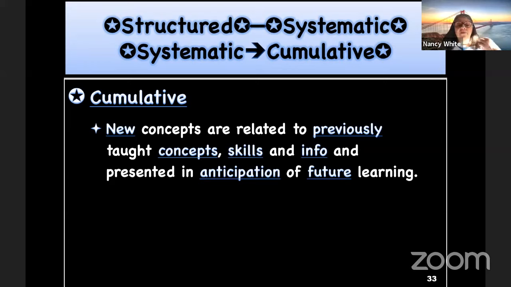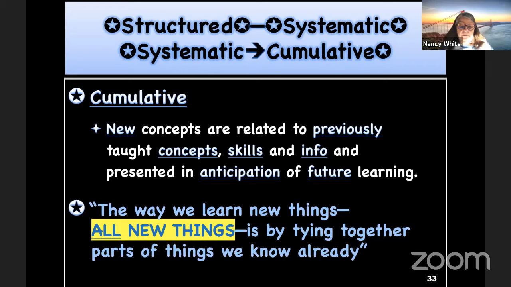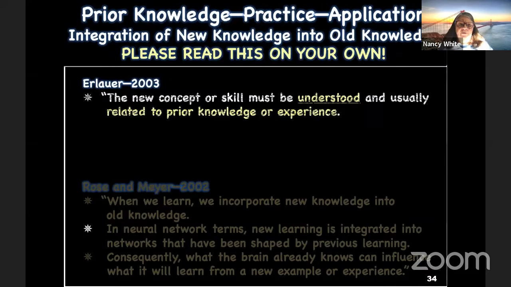And everything you present is in anticipation of what's going to happen in the future. So you think about the words you're going to use so that you don't have to change them when you get to those new concepts. The way we learn new things, all new things, is by tying together parts of things we know already. So there's a lot that you can read on your own. The only thing I'm going to say here is the new concept or skill must be understood and usually related to prior knowledge or experience.